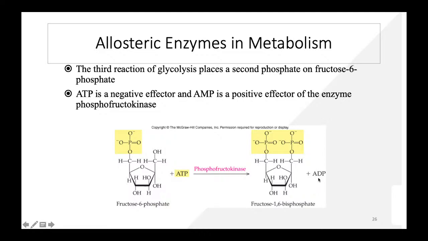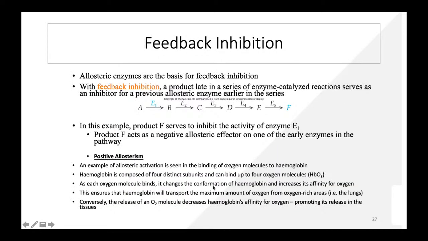So in this way, ATP is a negative effector here, and AMP is a positive factor of the enzyme phosphofructokinase. If AMP, monophosphate, is present, then it might be a different reaction, but if ATP is there, then it's a different reaction. So ATP doesn't let the reaction happen further, but AMP will let it happen.